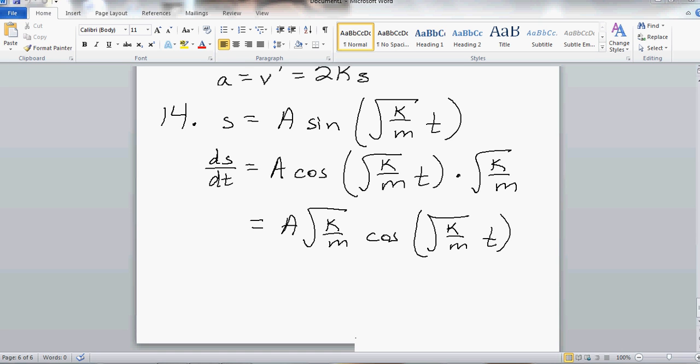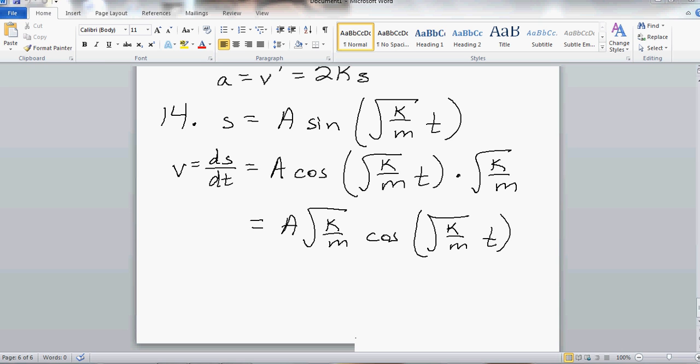Oh, wait a minute. Whoops. That would be the velocity. Just about messed up completely there. That would be the velocity. But we are asked what's the acceleration. So that means we need to take the second derivative. So we've got this mess.